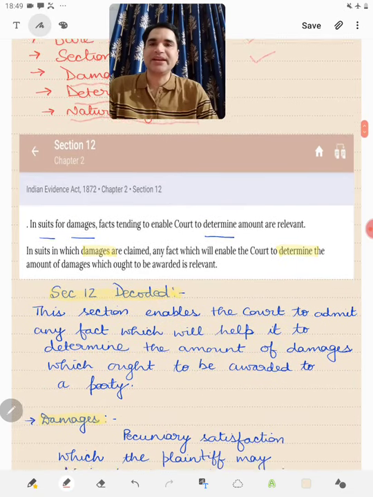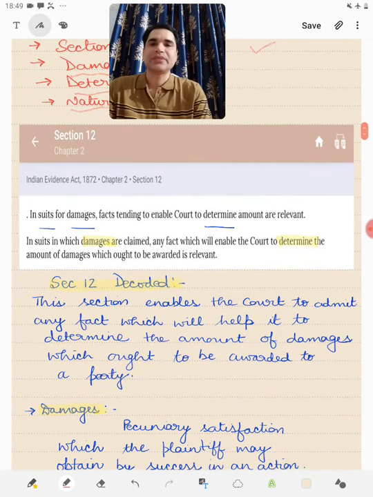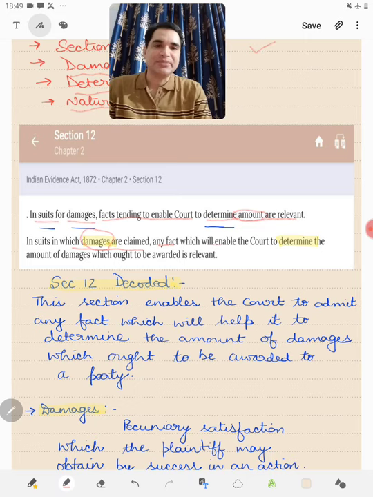So if we see the bare provision of section 12, it states: in suits for damages, facts tending to enable court to determine amount are relevant. In suits in which damages are claimed, any fact which enables the court to determine the amount of damages which ought to be awarded is relevant. So this is the bare provision.